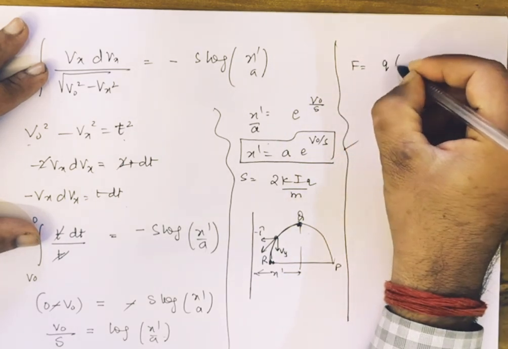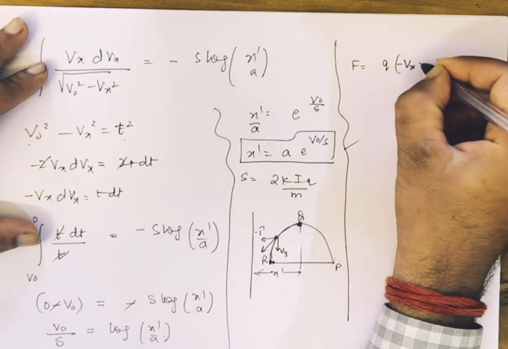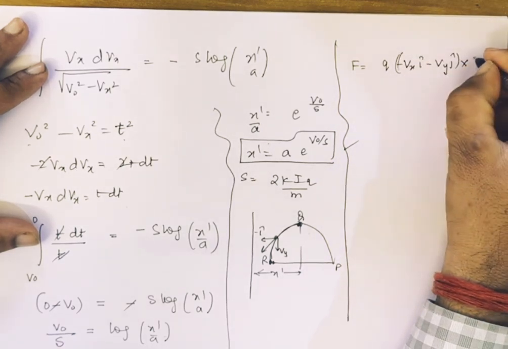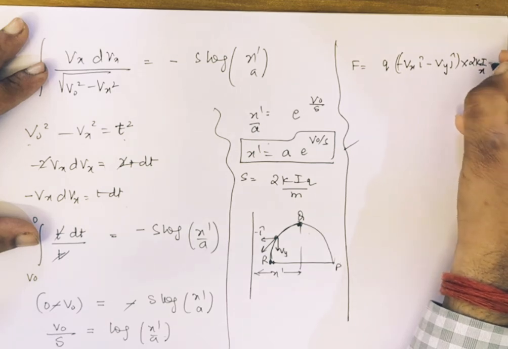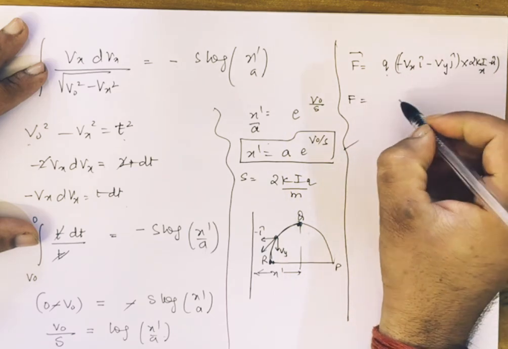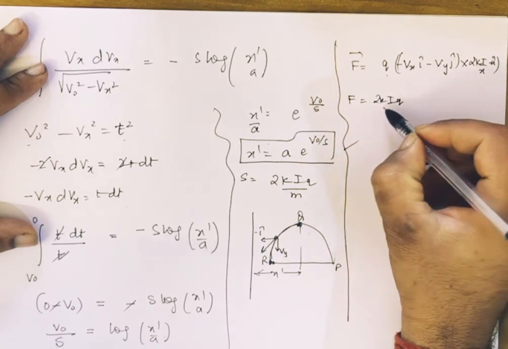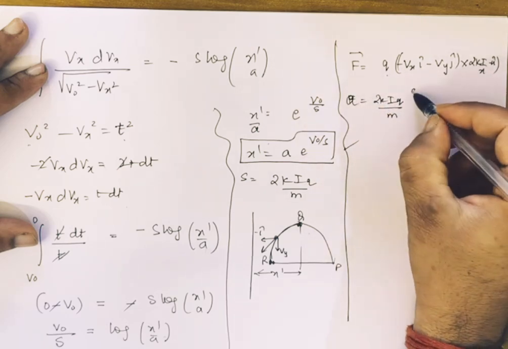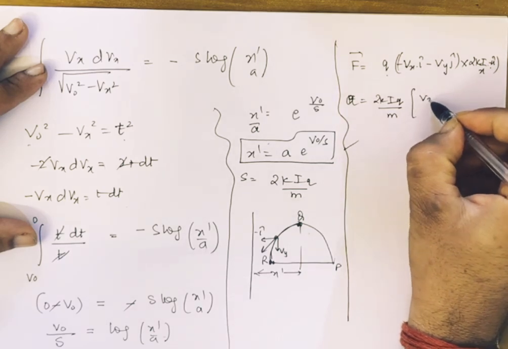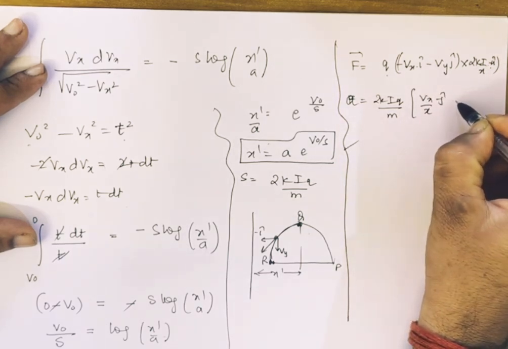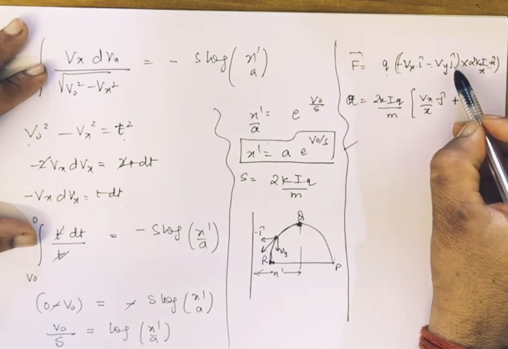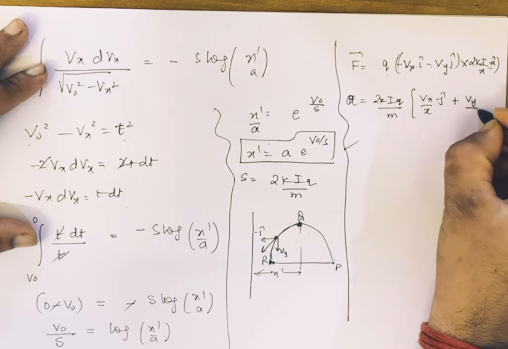Force is equal to q times minus vx i minus vy j cross product with 2k i over x minus k cap, same function. So we get q times 2k i q by m. If I'm writing acceleration, minus and minus becomes plus, i cross k minus j. So we get vx by x minus j, i cross k minus j s, and minus minus gets plus, and j cross k will be i. So vy by x i cap.